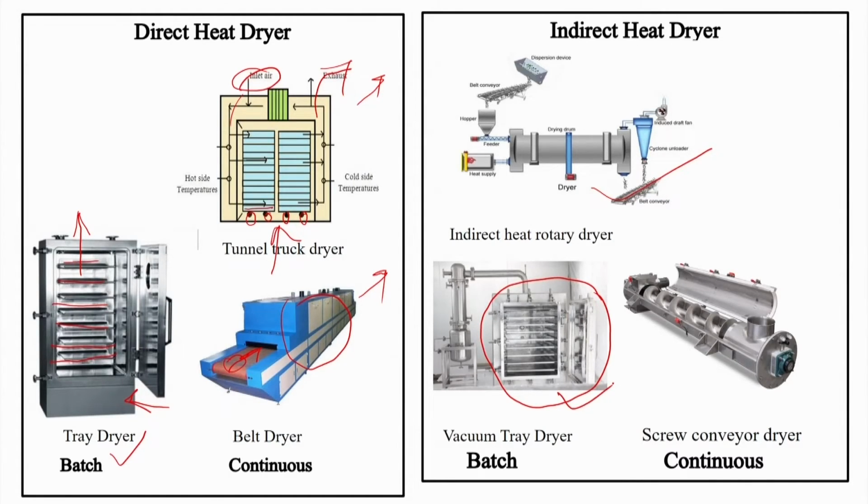And in the screw conveyor dryer, the screw itself will carry the wet solid, especially for slurry type material. Suppose the slurry is fed from the top, and the screw conveys the wet solid, and during this the entire chamber will become hot. The relatively dried solids will be taken out from the other side of the screw conveyor dryer.